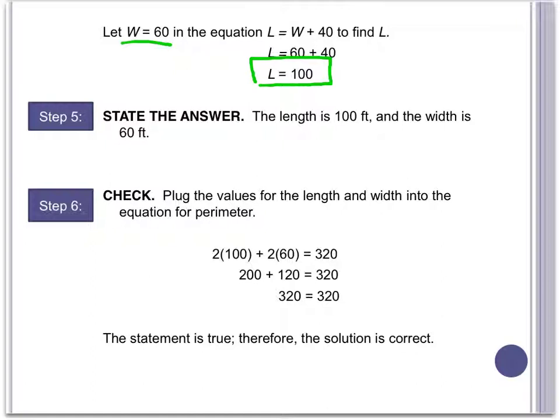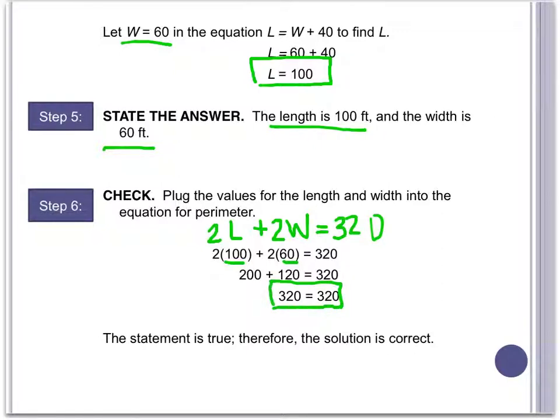Next, we need to state the answer, again making sure that we label it correctly. So the length is 100 feet and the width we found was 60 feet. In order to check to make sure our solution is correct, we can plug both of these values back into the equation. Our first equation was 2L plus 2W equals 320. Our value for L was 100 and our value for W was 60. And when simplifying, we find that 320 equals 320 is a true statement, therefore this solution is correct.